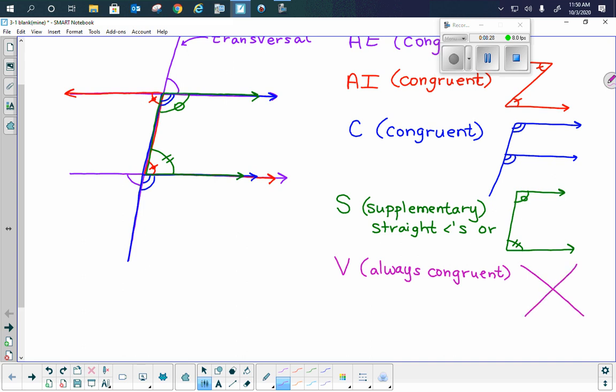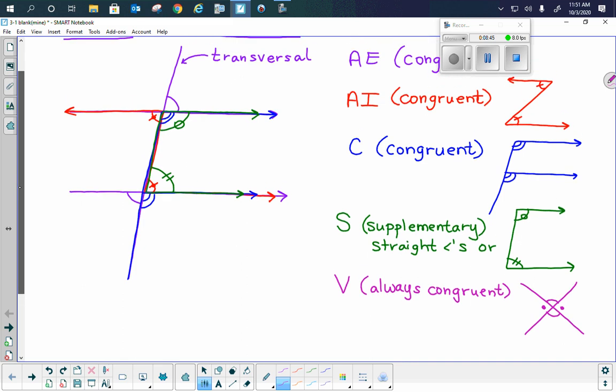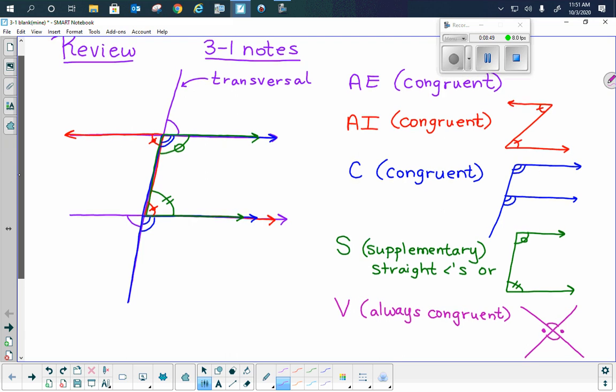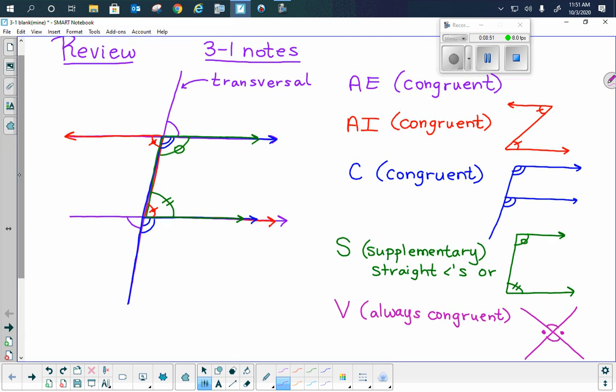But remember, we're talking about anytime two lines intersect, then these two angles across from each other are vertical and therefore congruent, and these two angles across from each other are vertical and therefore congruent. All right, there's a rundown of all the review from last chapter and how it's going to help you with a shortcut for this chapter.